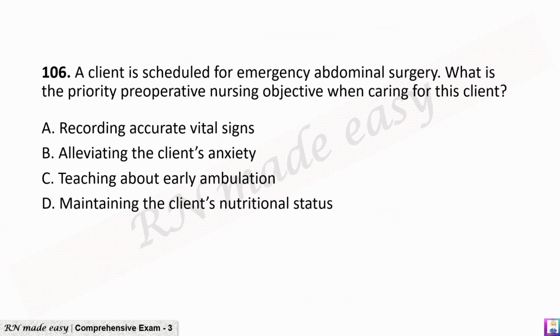Question 106. A client is scheduled for emergency abdominal surgery. What is the priority preoperative nursing objective when caring for this client? A. Recording accurate vital signs. B. Alleviating the client's anxiety. C. Teaching about early ambulation. D. Maintaining the client's nutritional status.